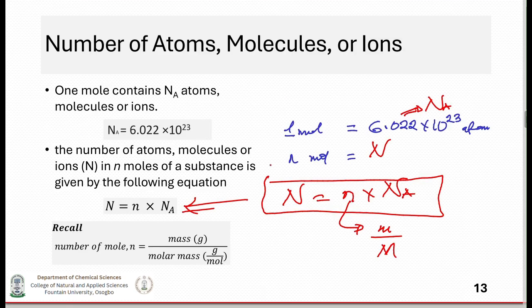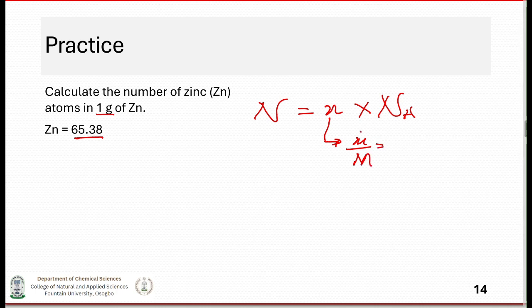So we have this question. We are asked to calculate the number of zinc atoms in 1 gram of zinc. So we have the mass, and then we have the molar mass of zinc. Just now we said the number of atoms equals the number of moles times Avogadro's number. But in this question we don't have the number of moles. But remember we said the number of moles equals mass over molar mass. So the mass is 1 gram and the molar mass is 65.38.